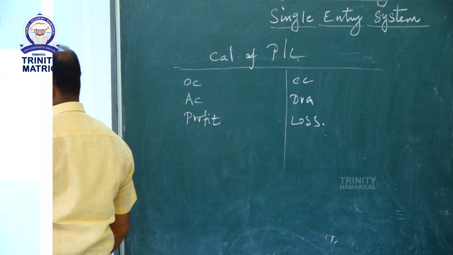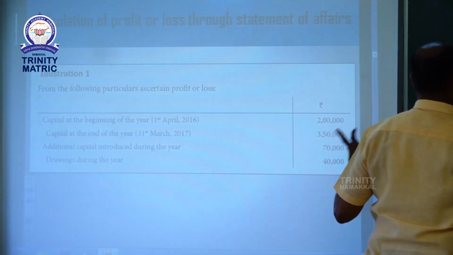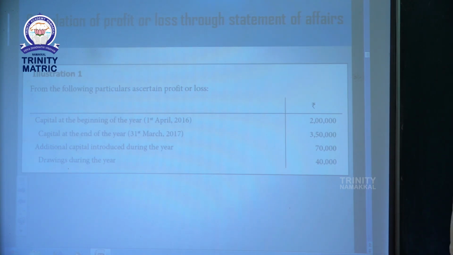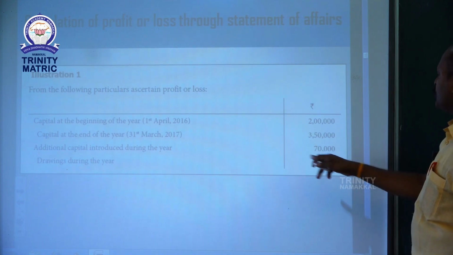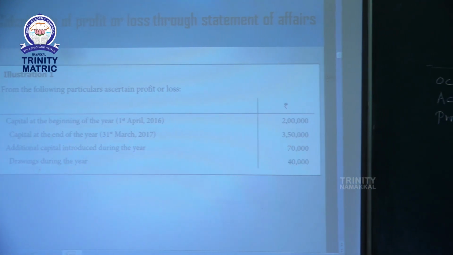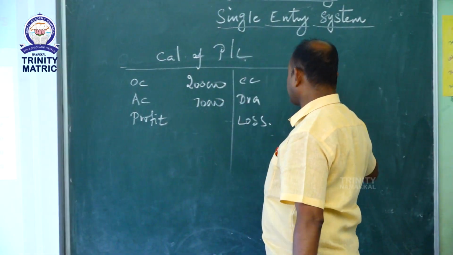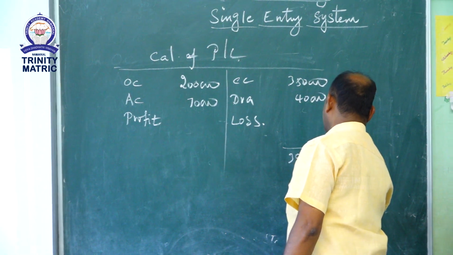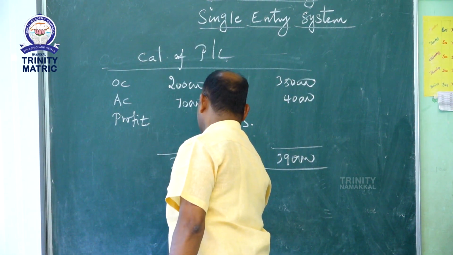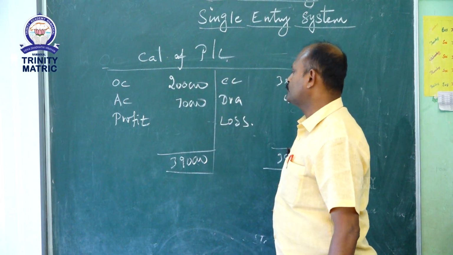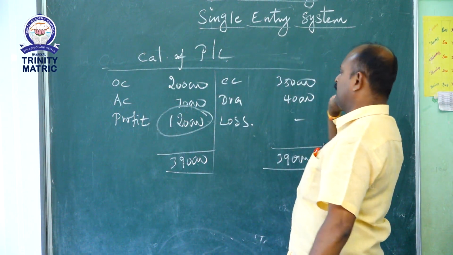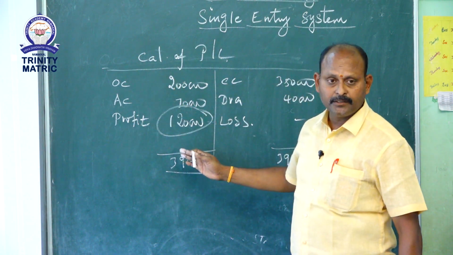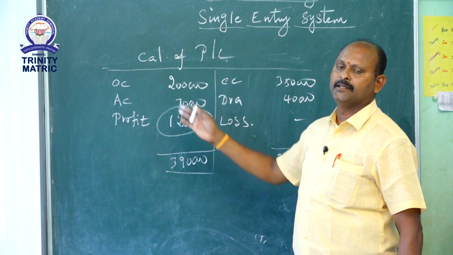ஸோ ப்ராப்ளத்தில் நீங்கள் பாருங்கள், ஃபஸ்ட் எக்ஸாம்பிளில் கேபிட்டல் பிகினிங் எவ்வளோ கொடுத்துருக்காங்க, 2 lakhs. It means opening capital 2 lakhs and closing capital 3,50,000, additional capital 70,000, then drawings made during the year 40,000. இப்போ எந்த சைடில் அதிகமாக இருக்குன்னு பாருங்கள். கிரெடிட் சைடில் total 3,90,000. So here total 2,70,000. அப்போ difference amount is profit. 1,20,000 is the profit. அப்போ loss கிடையாது. So this is the method how to calculate the profit or loss in the single entry system.